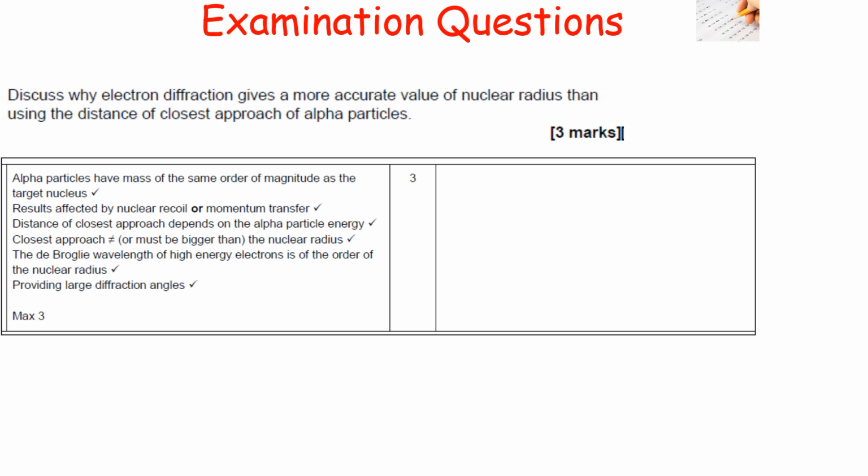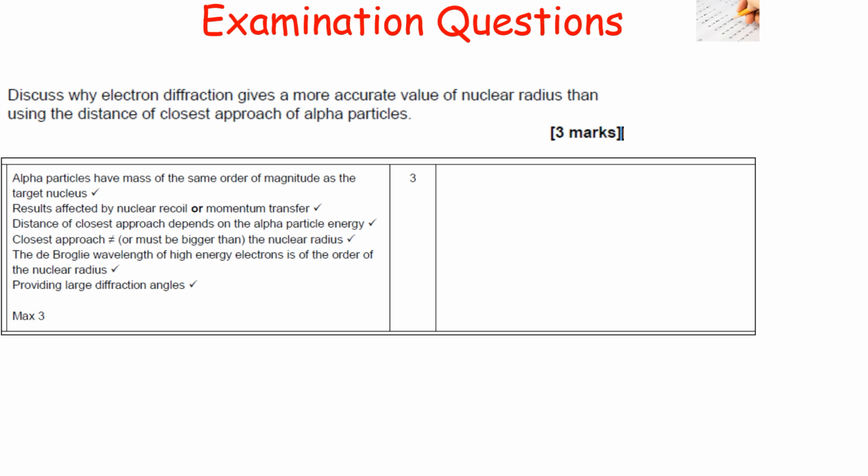Now, for our electron diffraction, it's a more accurate value because the de Broglie wavelength of high energy electrons is of the order of the nuclear radius, so it will have diffraction because the biggest diffraction occurs when the de Broglie wavelength is equal to the size of the gap it's going through, which is in this case the nuclear radius, so you'll get large diffraction angles, so it's very easy to measure.